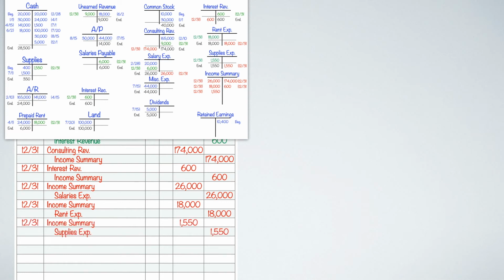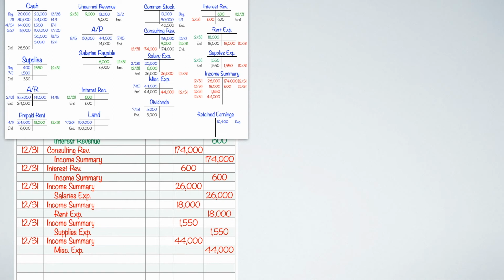Journal entry looks like that. And then finally, we have miscellaneous expense. So we have a debit balance of 44,000. So I will credit 44,000 and then debit income summary for the same 44,000. Journal entry looks like that. Okay, that takes care of our revenues and our expenses. So that pretty much takes care of our income summary.